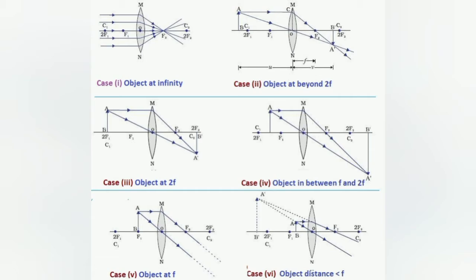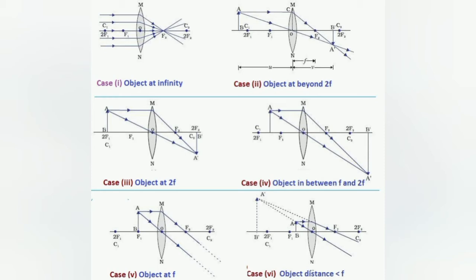Let us go to the third one. In this case, the object is kept at 2f, meaning the object is kept at the center of curvature. You can see the object AB and the image A dash B dash, which is also falling at 2f. So if the object is placed at 2f, the image will also form at 2f. Let's go to the fourth case. In that case, object AB is placed between f and 2f, and the image is obtained beyond 2f.